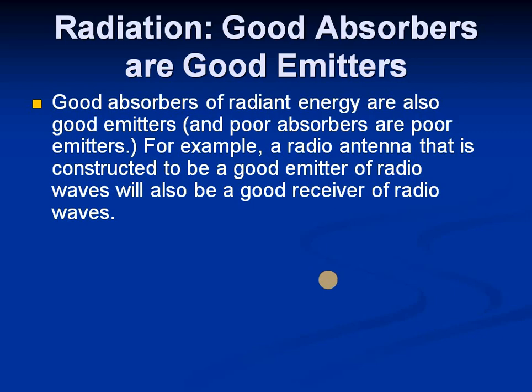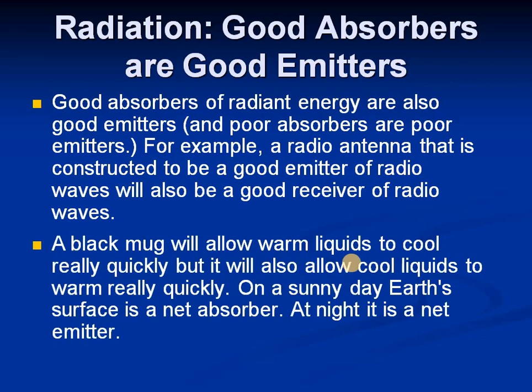Similarly with black colored objects, a black mug will allow warm liquids to cool really quickly, but it will also allow cool liquids to warm really quickly. So what you understood is that objects which are good absorbers are always also good emitters.